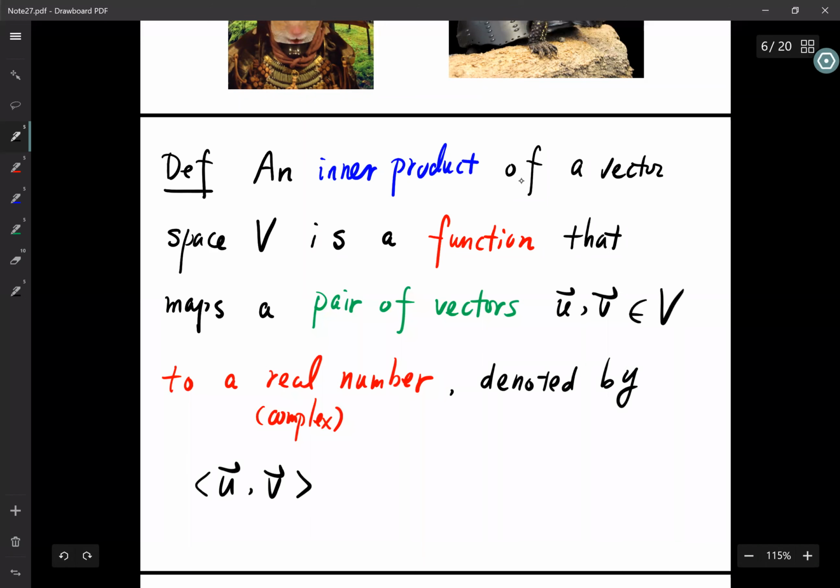Okay, so you can think this is nothing but a notation. I can also call it F(U, V), but F is so general, so it maps two things from V to a number. But instead of calling it F, I use this angled bracket. It's purely a notation.